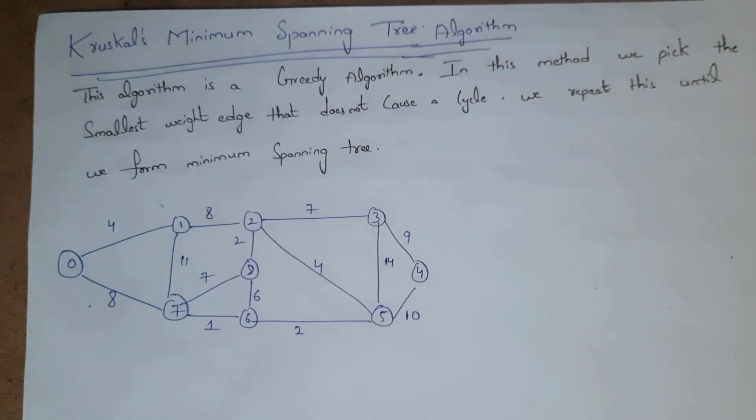At first I will explain Kruskal's method. In Kruskal's method, we will keep on picking the smallest weighted edges. But if that edge forms a cycle, then we will not select that edge. So we will repeat the same process until we form a minimum spanning tree. I will give one example so that you can clearly understand Kruskal's method.